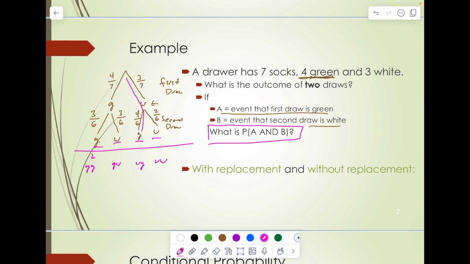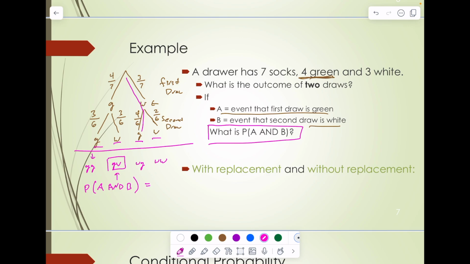Well, A and B is this right here. This is the only outcome that's in A and B. So A and B is an event that has only one outcome in it, and that is GW. Green, first draw, white, second draw. And so the probability of that is going to be what? 1 in 4, right? Wrong.